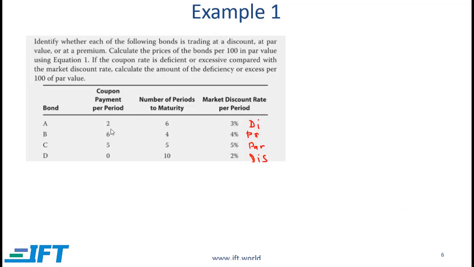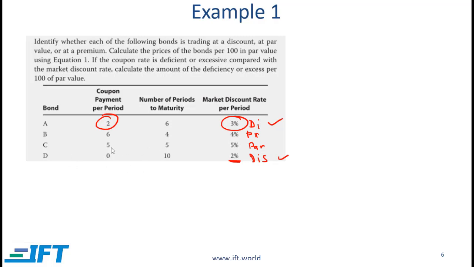Figuring out whether the bond is a discount bond or a premium bond or a par bond is easy. You just compare the coupon payment with the market discount rate. When the coupon payment is low relative to the market discount rate, then we have a discount bond. That is the case with bonds A and D. D in fact is a pure discount bond, which means that the coupon rate is 0 and the market discount rate is 2%. So A and D are discount bonds.